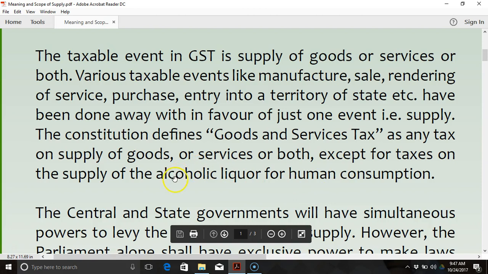So, the taxes levied on alcoholic liquor for human consumption are still VAT. GST is not being levied on alcoholic liquor for human consumption because the Constitution by itself has excluded alcoholic liquor for human consumption from GST. That means GST is not levied on alcoholic liquor for human consumption.